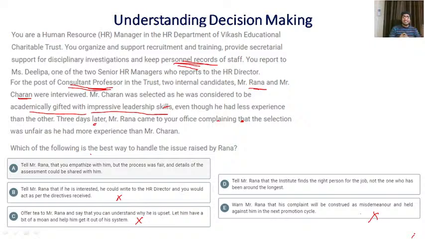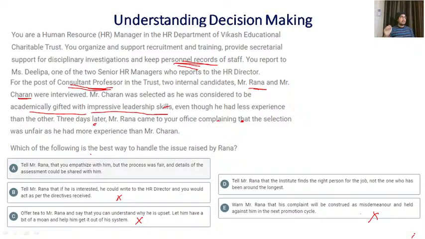See, option A looks slightly better because the image of an HR that comes out is: hey Rana, I'm quite confident the process is right. We have chosen the right person and the process is fair. The main issue of Mr. Rana is that the process was unfair. So here I'm making a stand: the process was fair, and I can share the details of the assessment, why this particular person was selected, because leadership probably had higher weightage than you.